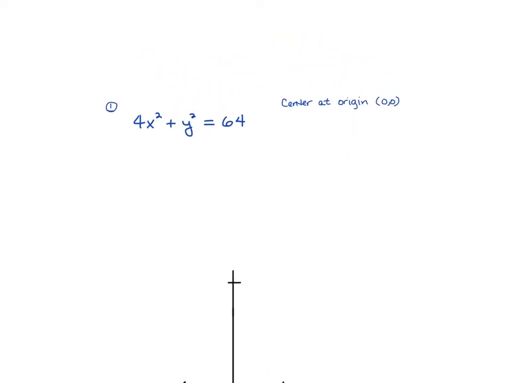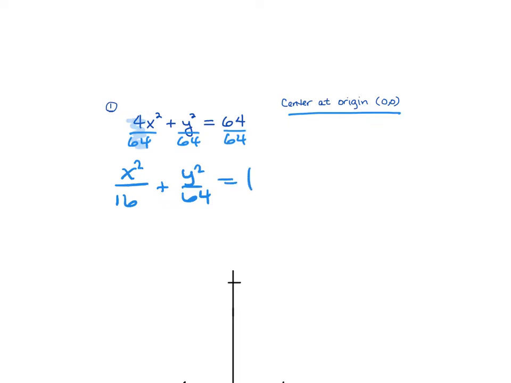So here's our first equation. Notice the center of my ellipse is going to be at the origin, at 0, 0. In order to get this 64 to equal 1, I need to divide all three parts of my equation by 64. Now, anytime a fraction can be reduced, you're going to reduce it. So 4 over 64 is going to simplify to 1/16. I'm not going to put the 1 on the top, I'm just going to leave it as an x squared. The y squared cannot be reduced. And then 64 over 64 is 1.